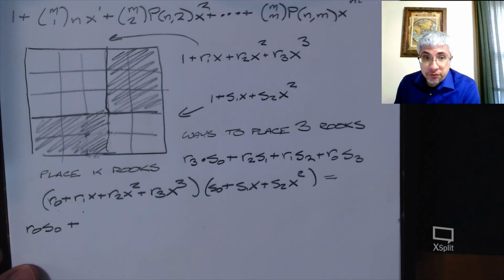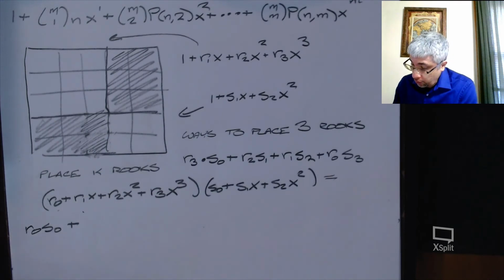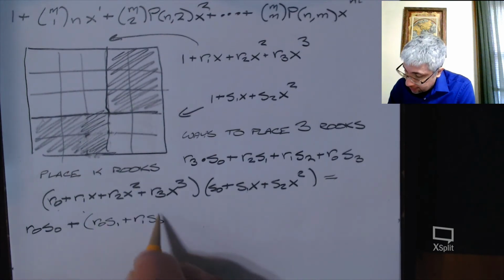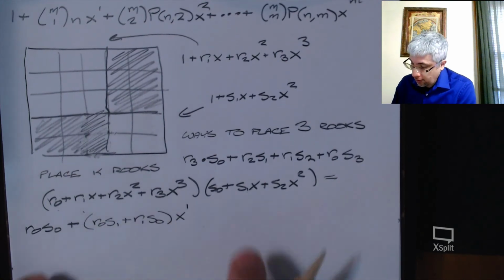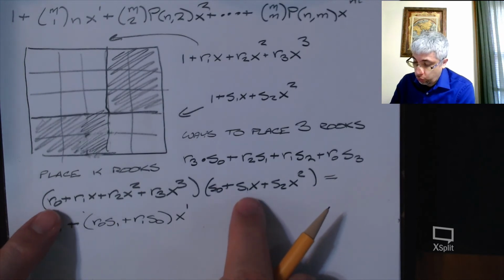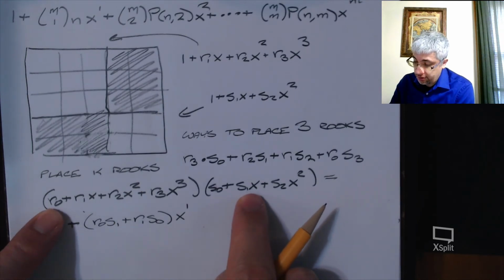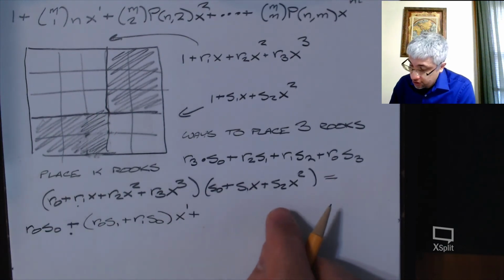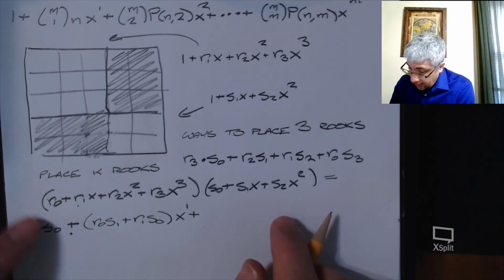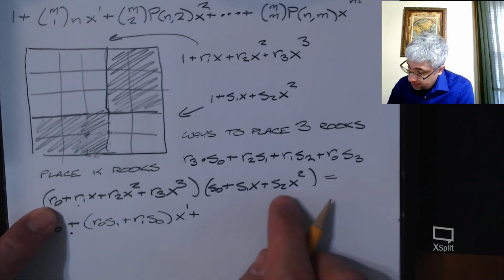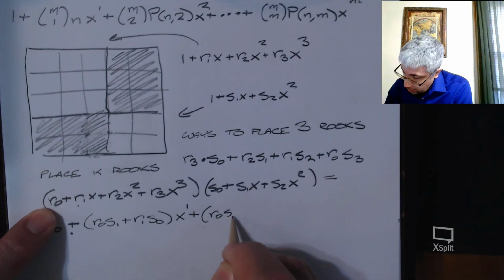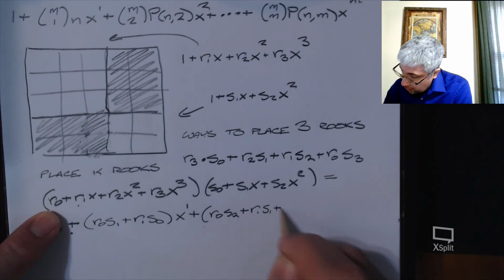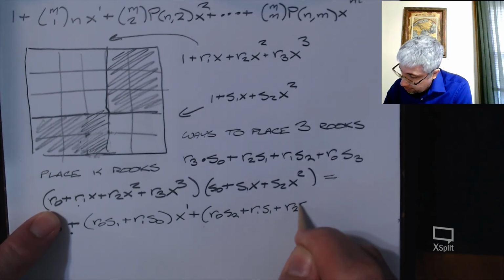And then I'll get the coefficient of x to the 1, which would be R0, S1 plus R1, S0. And why is that? Well, the only way I can get a total of 1x is if I use these two and these two, or these two. So 2 possibilities there. And now for the coefficient of x squared, well, I could use, say, R0 and S2 plus R1 and S1, or R2 and S0.